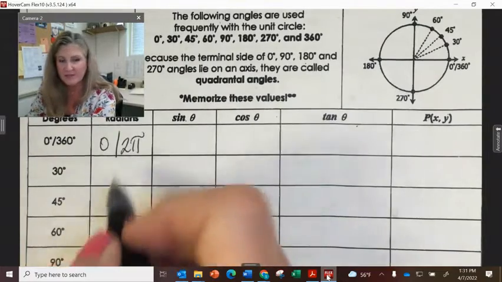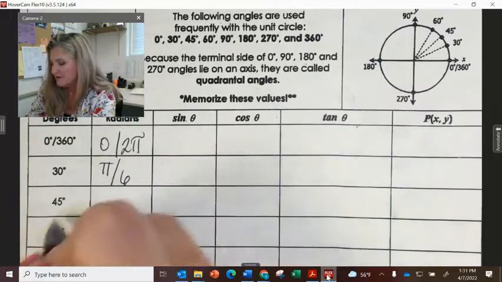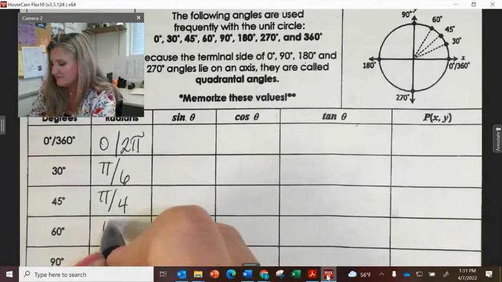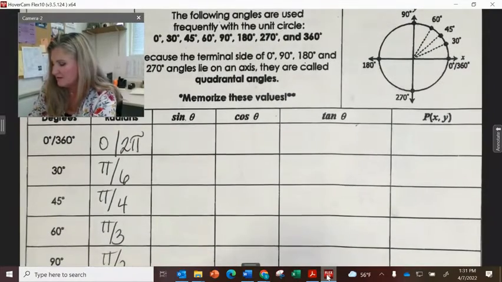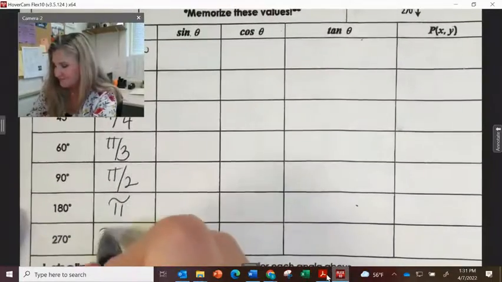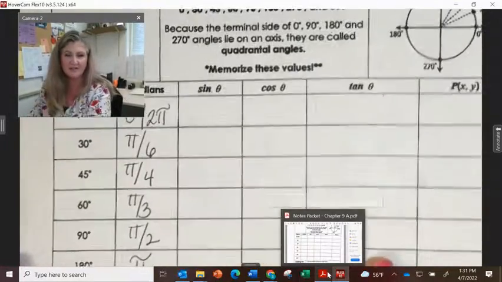So what's 30 degrees in radians? 180 divided by what gives us 30? Pi over 6. And 60, 90, and 180 is 1 pi, right? And 270. Right, so we needed 90 times 3 to get the 270.